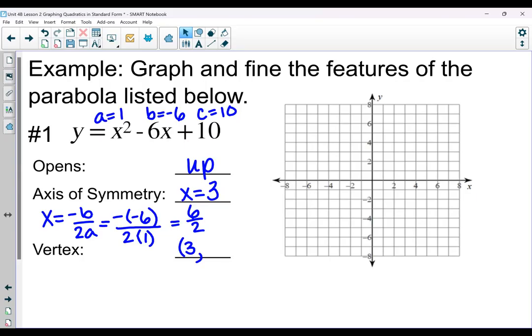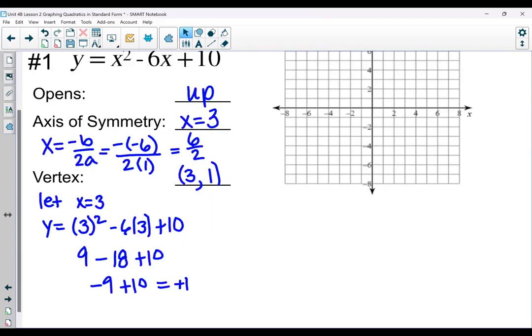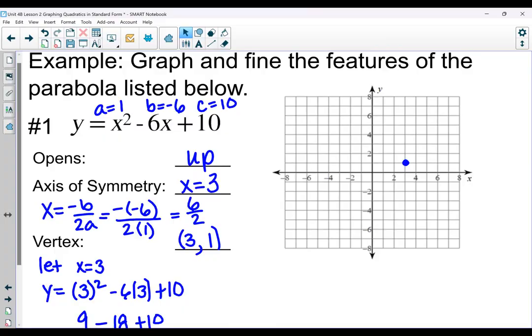To find the y value, we need to plug in 3 for x into our original equation. In doing that, I find out that my y value for my vertex is 1, giving me a vertex point of 3, 1. Now we know some things about this already, and we know since my parabola opens up, that point 3, 1, my vertex, is going to be a minimum of the parabola. So any other points I find should be above that y value.